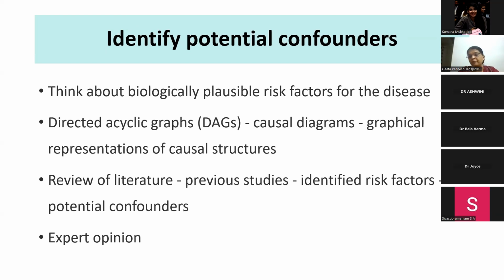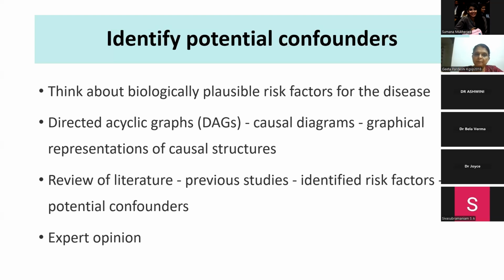So what are the different ways you can think of potential confounders? Now, the easiest way is to think about biologically plausible risk factors for the disease. So focus on your outcome and try to find out what all could be the risk factors for the disease. That could be the first step. Then, as I gave you an example, ask yourself how many of these are associated with the exposure and not on the causal pathway.